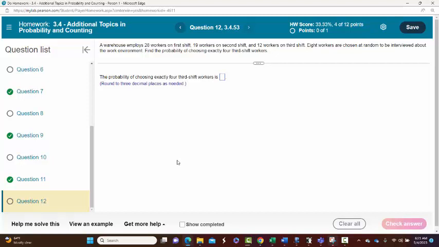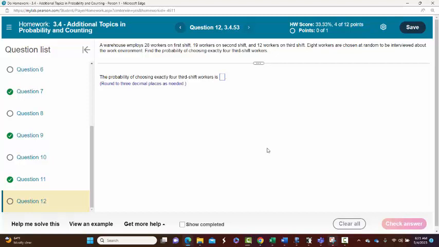So basically, 8 workers. Your sample space will be 8 out of, how many was that? 28 plus 19 plus 12 is 59. So we'll be dividing by 59. Oh, and this will be a combination this time because there's no kind of order in this. They aren't ranked by position or anything. Exactly 4 third shift workers.